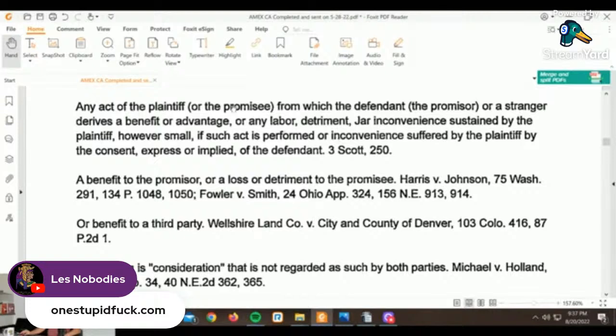Any act of the plaintiff or the promisee from which the defendant, the promisor, or a stranger derives a benefit or advantage, or any labor, detriment, jar, inconvenience. I don't know if that's a misspelling. Jar, inconvenience sustained by the plaintiff, however small, if such act is performed, or inconvenience suffered by the plaintiff, by the consent express or implied of the defendant. So it's talking about a benefit to the promisor or a loss or detriment to the promisee, right?